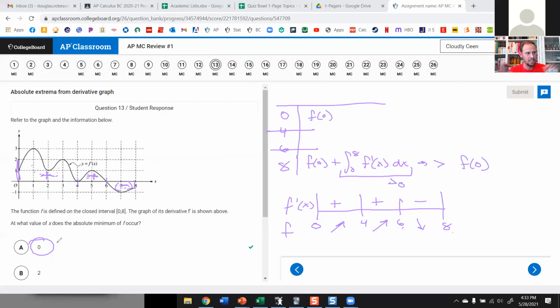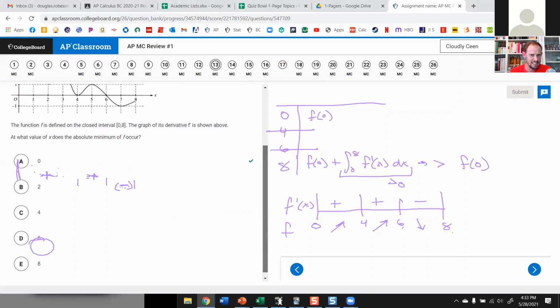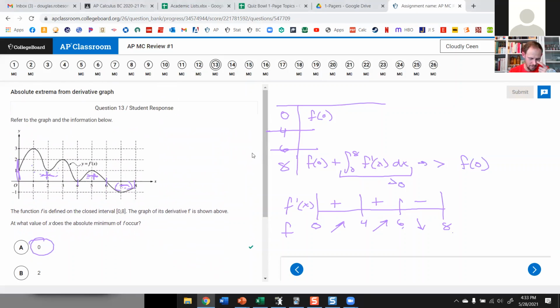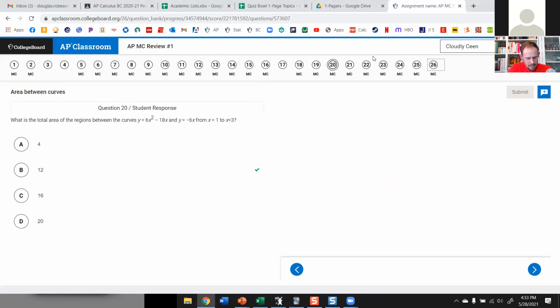So both endpoints, not just the 8, guys. I think every single one of you just put 8 for this one. This person just left it blank. But every single one of you guys, I think, put 8 that answered. All right, next one we all had an issue with was 20. And maybe not all, but a good number of you had an issue with it.